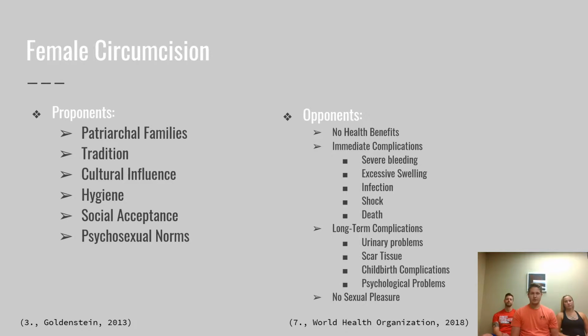For female genital mutilation, there are proponents and opponents to this fact. And for the proponents, there are the patriarchal families and tradition, cultural influence, hygiene, social acceptance, and psychosexual norms that are the arguments for the proponents. And some of them are that the belief is that there's a need to have this procedure in order to bear children, that the circumcision helps to keep the area clean and help to make the women feel less dirty in the sense that it's not a gaping hole.